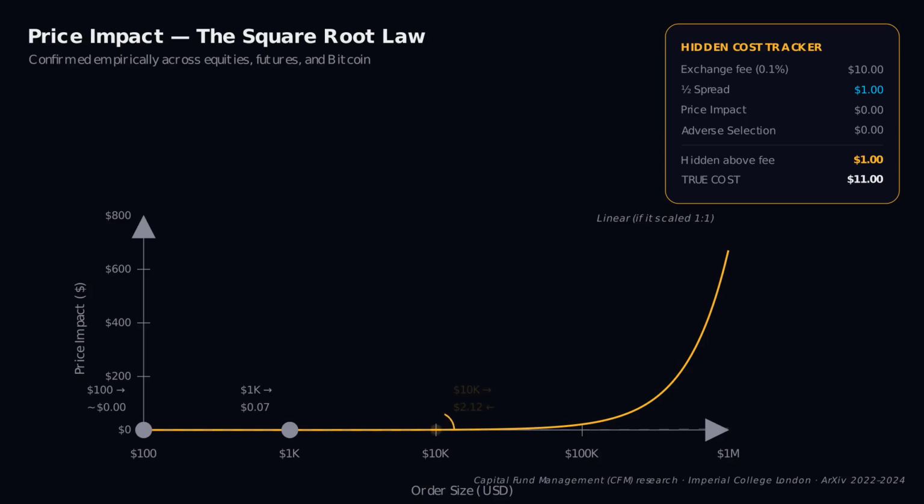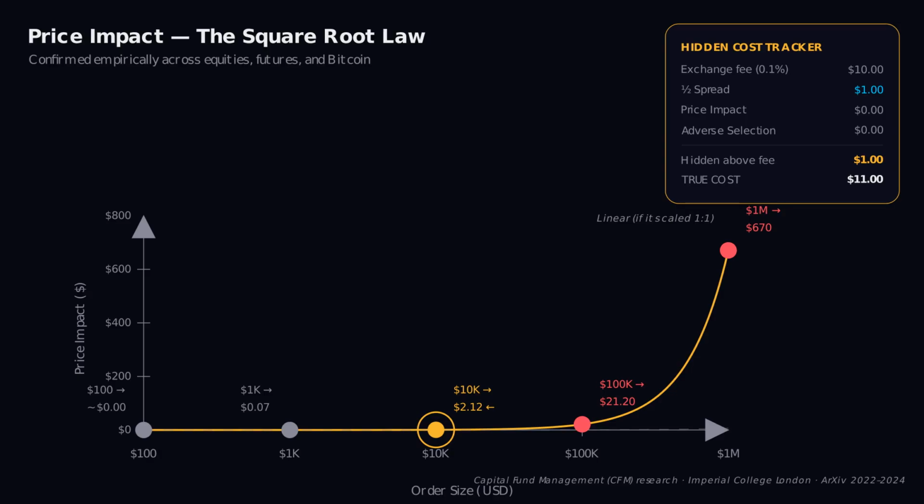$10,000, $2.12. Our trade, the square root law just cost you more than the spread did. $100,000, $21 of impact. Now you start caring about execution quality. $1 million, $670 in price impact alone.